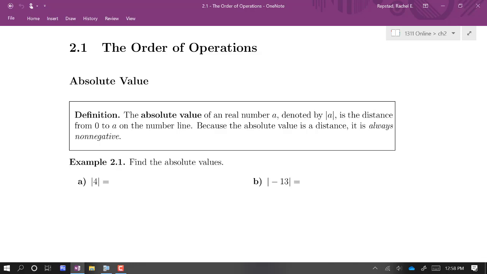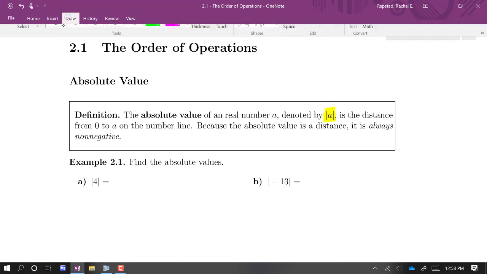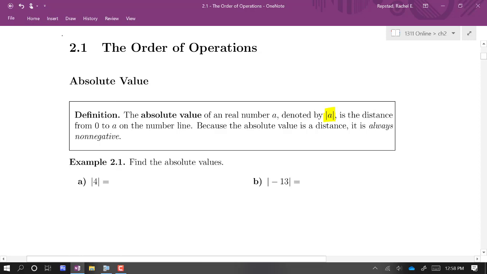First, we'll define absolute value. The absolute value of a real number, which we denote with vertical pipes on either side of the number, is the distance from 0 to a on the number line. And because the absolute value is a distance, it's always going to give a non-negative result. So the absolute value of 4 is 4, the absolute value of negative 13 is 13, positive, right? It's 13 units away from 0, just in the negative direction, but it's the distance that we care about.